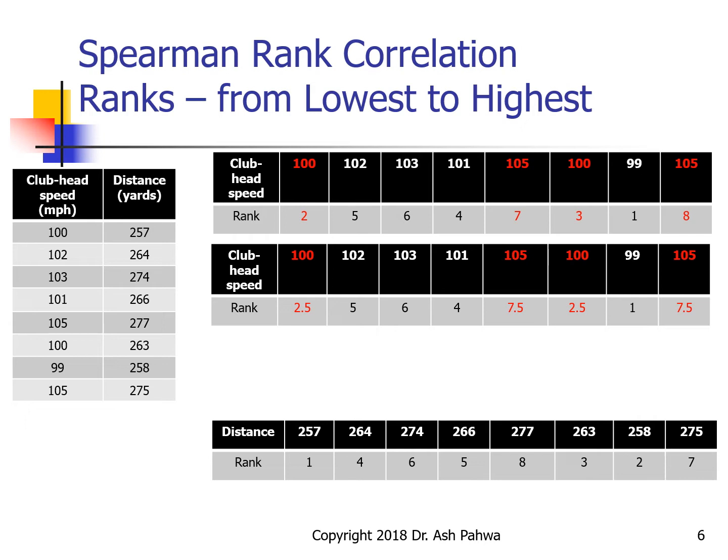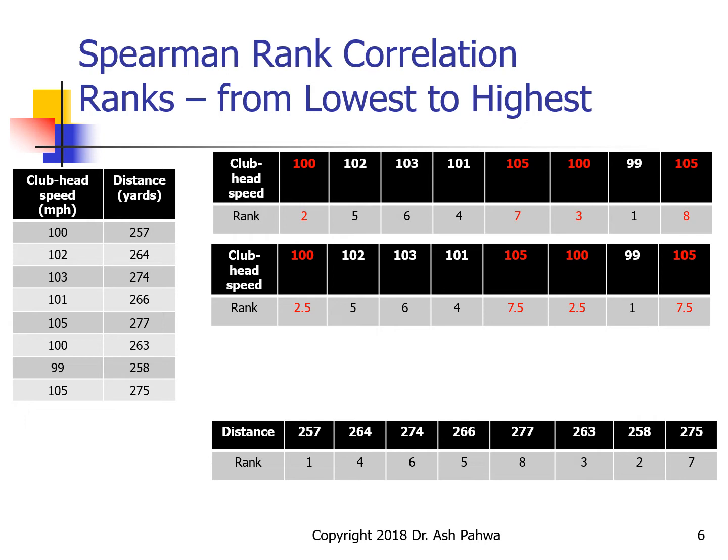Then we take the second variable, which is distance, and again rank it. As you can see, which is the lowest number here? 257. Second is 258. Third is 263. Then we have 264, 266, 274, and then after that 275 and 277. Here we don't have two numbers with the same rank, so we don't have that problem and we don't have to compute the averages here. So now we have computed the ranks.